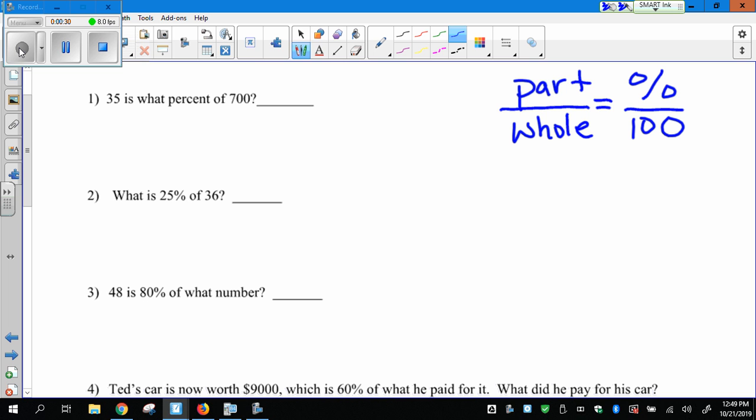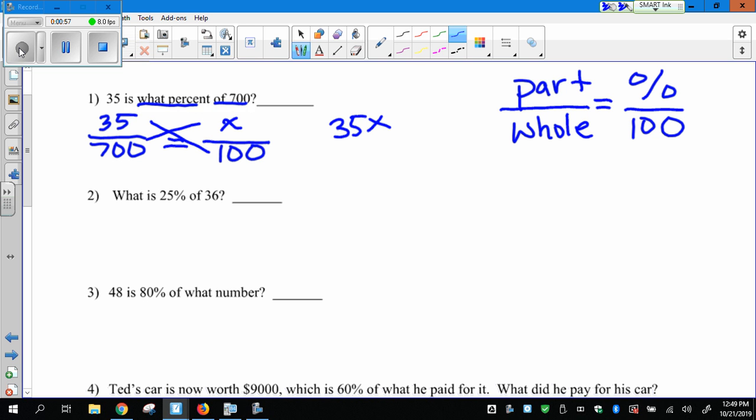So what we need to do is figure out which is the part, which is the whole, which is the percent. In the first problem, we're asking for what percent. So I'm going to put the x over the 100. And then since it's out of 700, 700 is the whole and 35 is the part. And then to solve this, we're going to do 35 times 100, the cross products, and 700 times x.